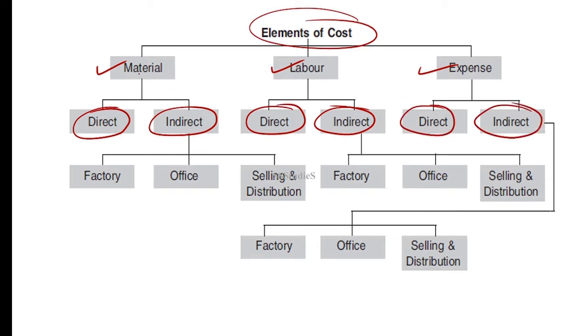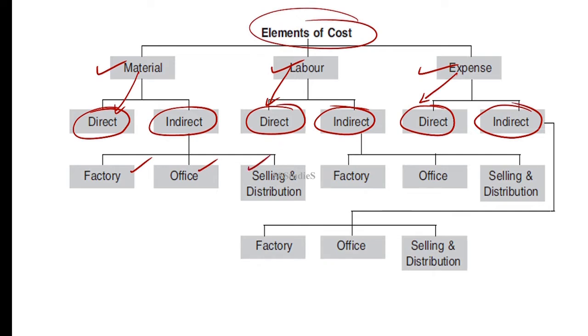Now, direct materials, direct labor and direct expenses together will form the prime cost, which we will look at when we look into the format of the cost sheet. Indirect materials can be factory related or office related, or it can be selling and distribution related materials.